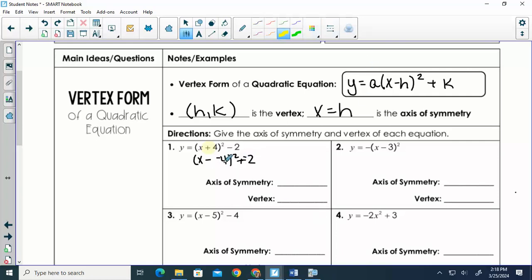So my vertex is negative 4, negative 2. Axis of symmetry is the vertical line going through the vertex. So that would be x equals the x value of our vertex, which is negative 4. Now this sometimes confuses people because they see a positive 4 and they want to say the x is at positive 4. How could you double check yourself on your vertex?